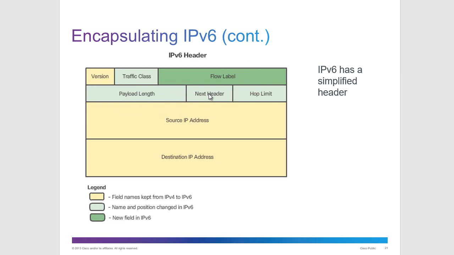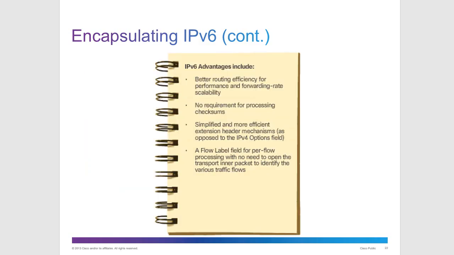You've got the next header, which is the equivalent of the protocol field from IPv4. It lets you know which upper layer protocols are being used. Hop limit, which is the equivalent of time to live. Hop limit and time to live, basically the same thing. Then you got your source IP and your destination IP there, which are going to be the same as IPv4. So you can see new field, name and position change. So we talked about those and how they have equivalents in the IPv4 as well. So that is the IPv6 header, a little bit more simplified.